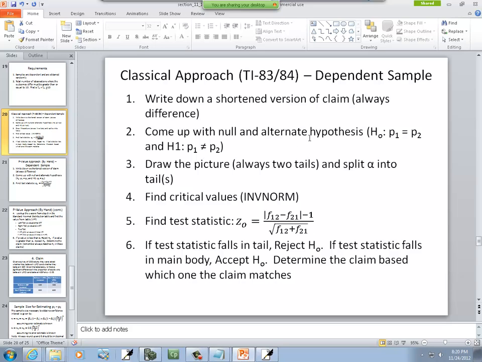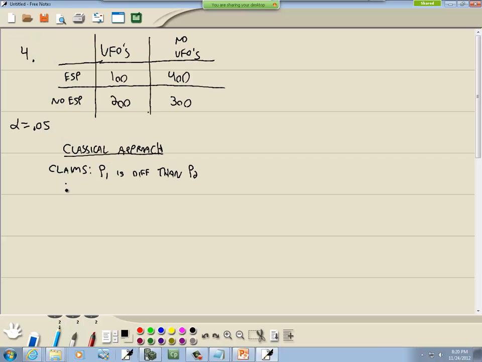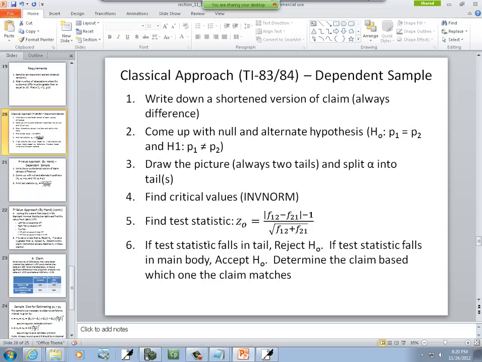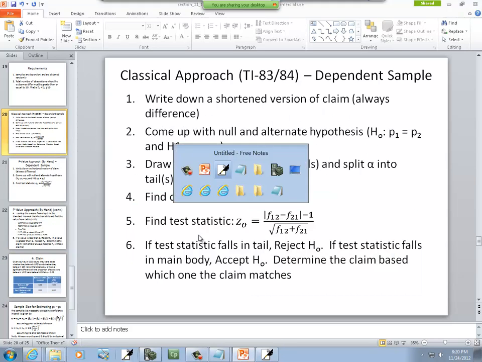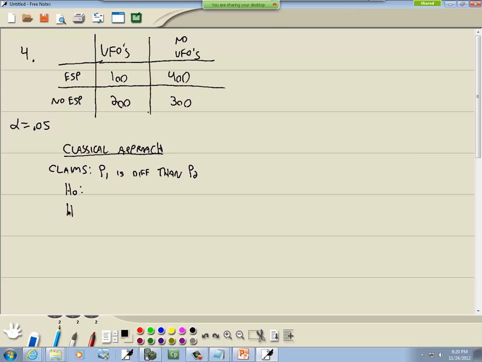Come up with a null and alternate hypothesis. By the way, this is our success and this is our success. So what we're looking at is the UFOs and ESP. And if you read the problem, that's what it refers to. Is there a significant difference in the proportion who believe in UFOs and believe in ESP? So this is a believe number right here. Okay. So this will be p1 is not equal to p2. So this matches H1, of course.